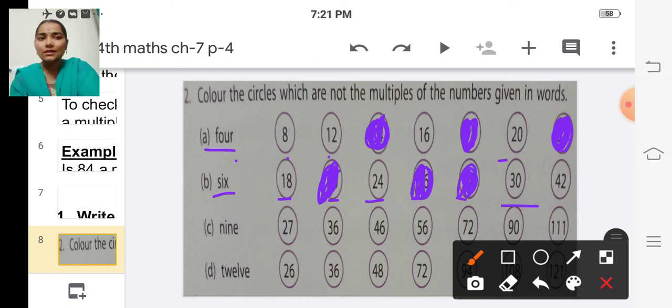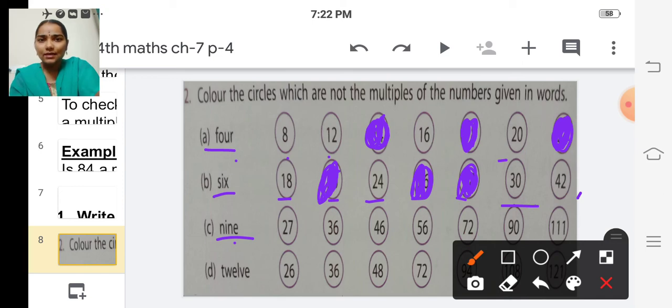So 6 fives are 30. 6 sixes are 36. Yes. 6 sixes are 36 and 6 sevens are 42. So 42 is also a multiple of 6. So we need not color 42. Okay. And next one 9.